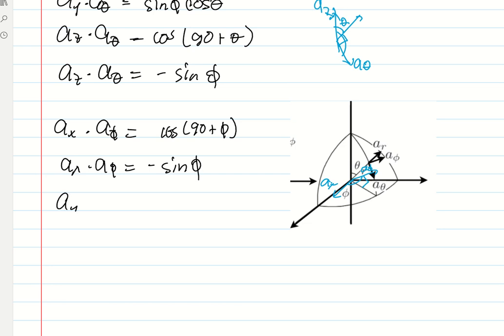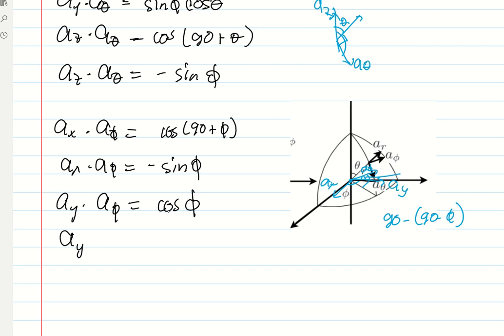Next, ay dot a phi. So for ay, instead of going here, you go in this direction. This is our a phi or ay. So what's the angle between them? What is this angle? That is just equal to phi. Why? Because this is 90, 90 minus 90 minus phi. And that's just equal to phi. So this is cosine of phi.